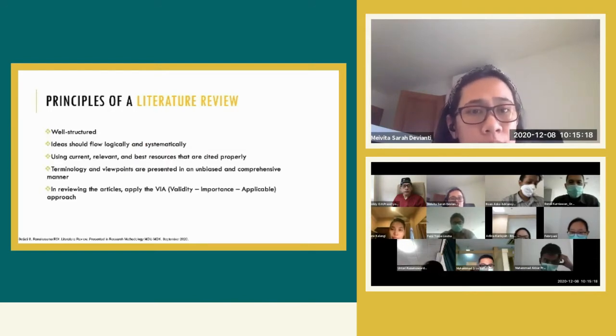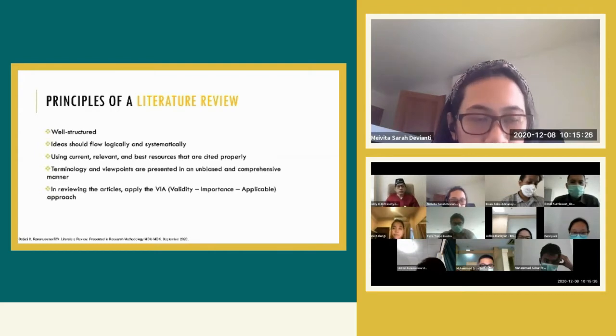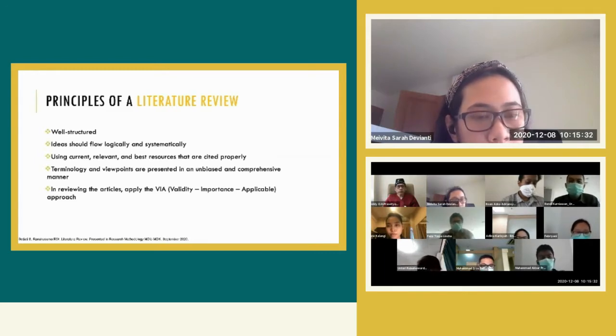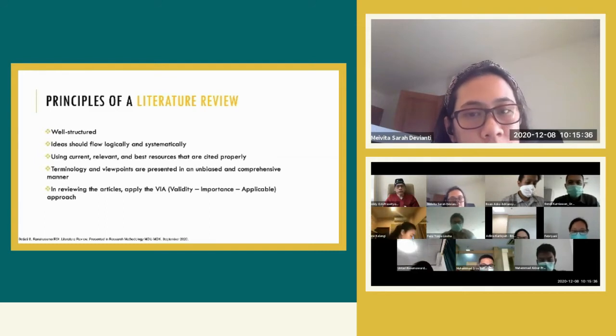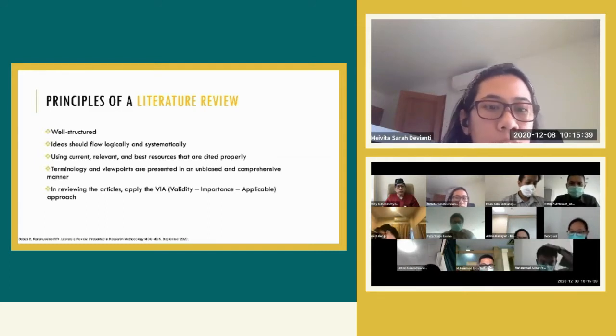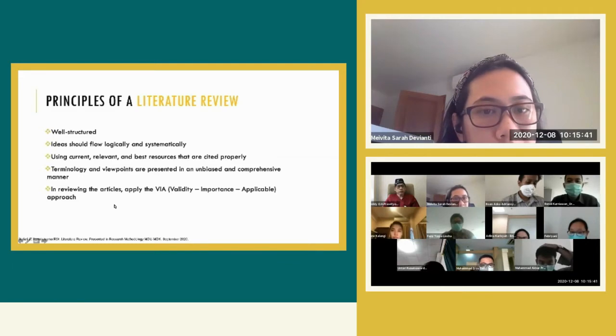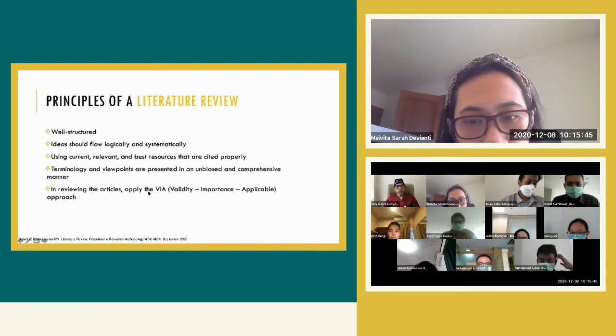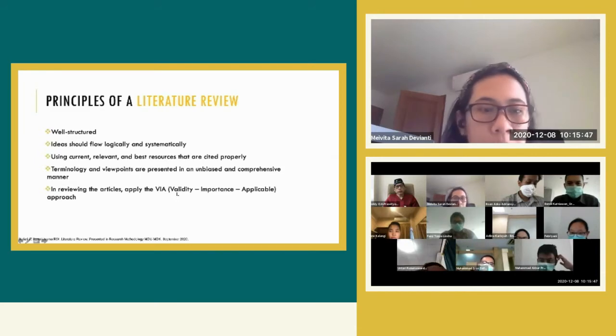These are the principles to write a literature review. It should be well structured. The ideas should flow logically and systematically. The evidence or the past writing that we use should be current, about 10 years from now. And then the terminology and viewpoint should be clear. And we also, again, critically appraise the evidence by applying VIA, or validity, importance, and applicability.